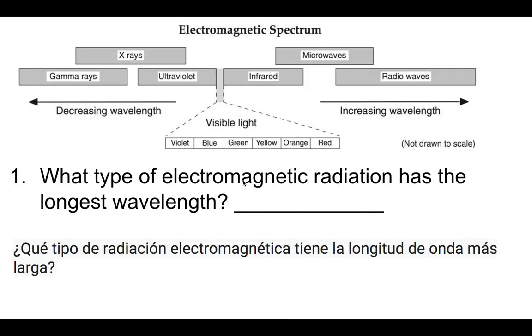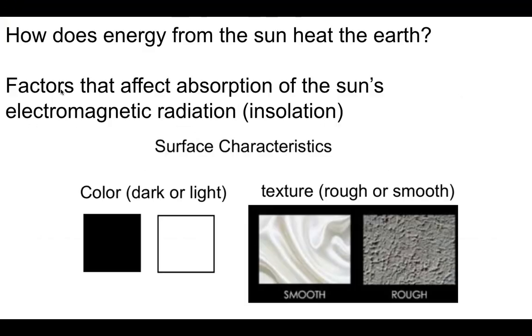So answer this question: what type of electromagnetic radiation has the longest wavelength on this table? Which one of these has the longest wavelength? If you said radio waves, you would be correct. Remember, increasing wavelength. It's getting longer over here. These are the long wave ones. Short wave on this side.